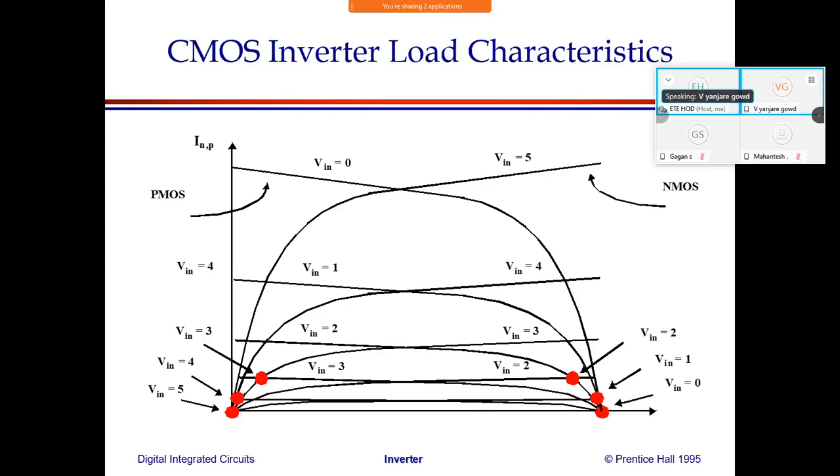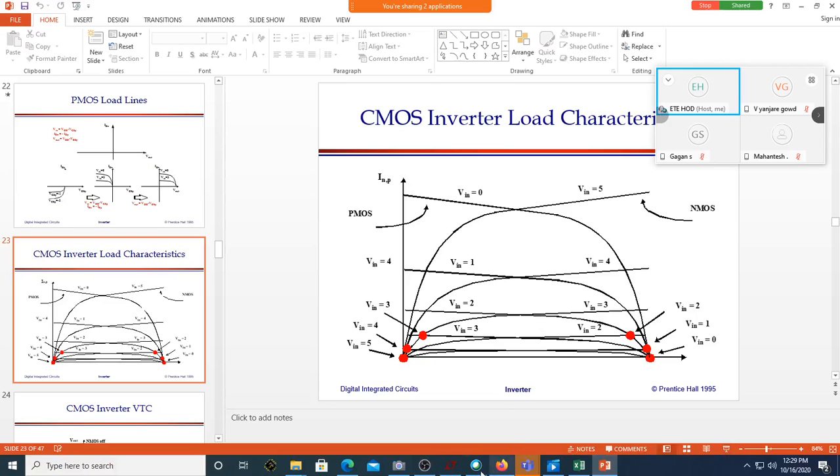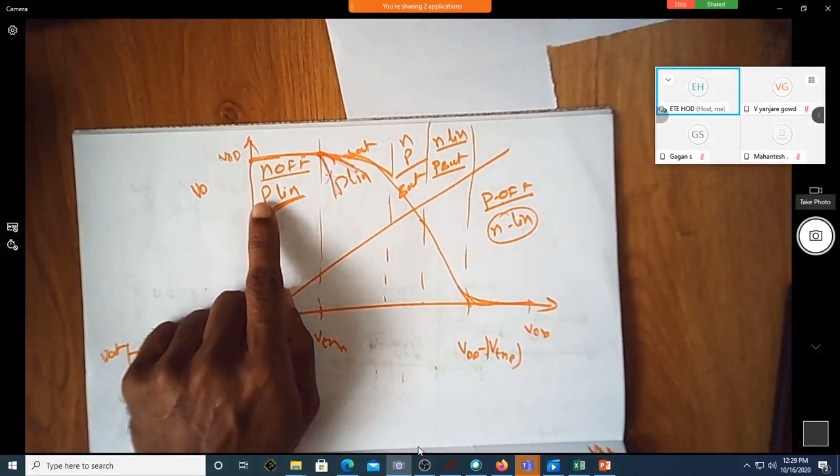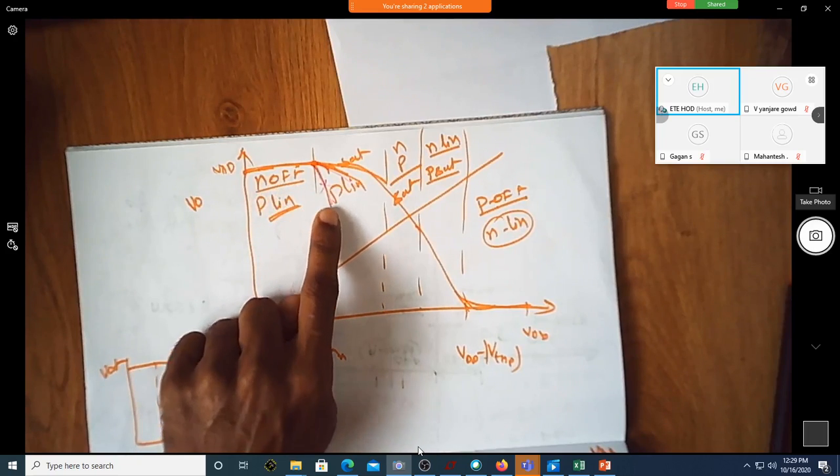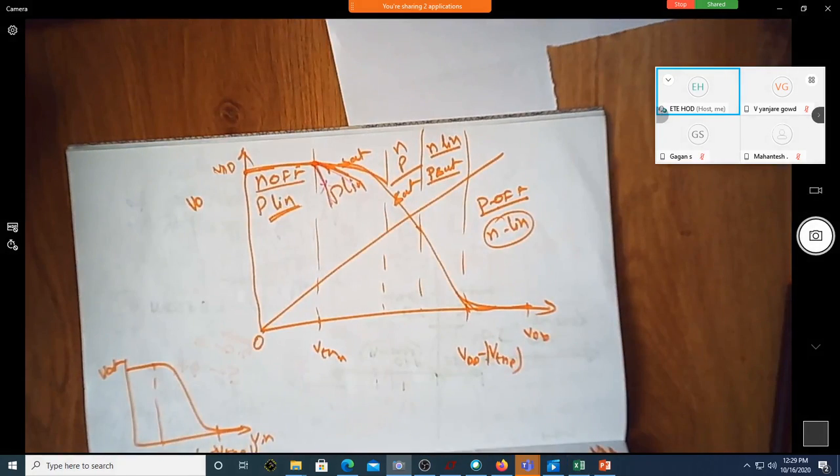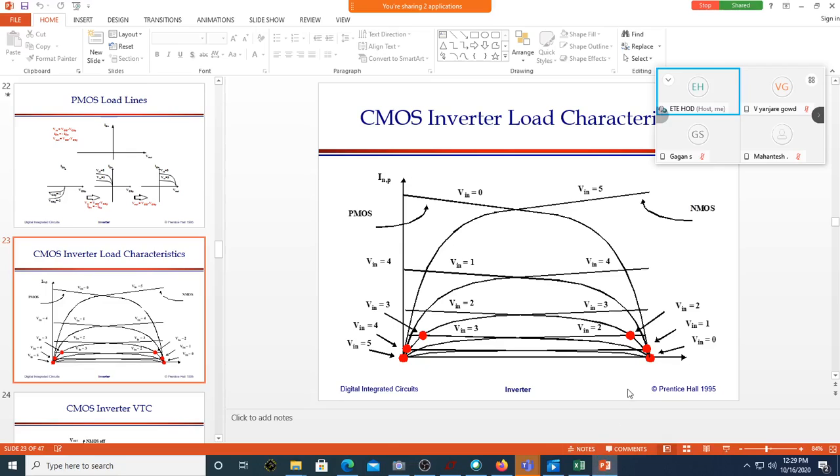Done. Yes, sir. So now from this we are able to understand when Vin is equal to 0. Just here when Vin is equal to 0, my dot is here. What is the condition of this? In the previous class we were mentioning what the conditions of your NMOS and PMOS are. Let me just share this. This one we were writing: P is linear, N is off, and then this is linear, saturation, all these things. So that can be very clearly seen here.